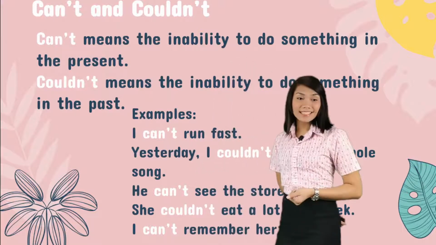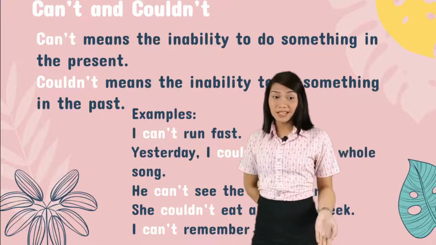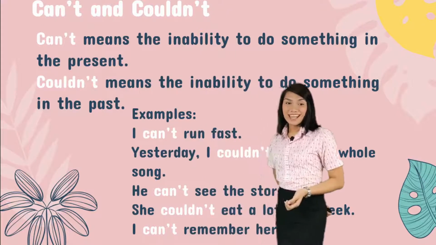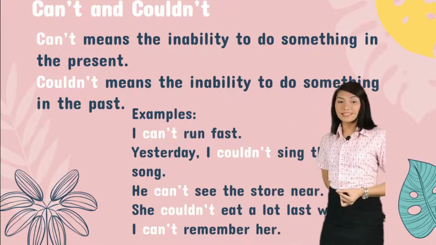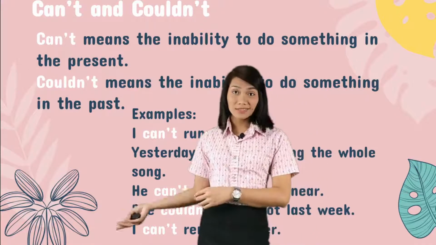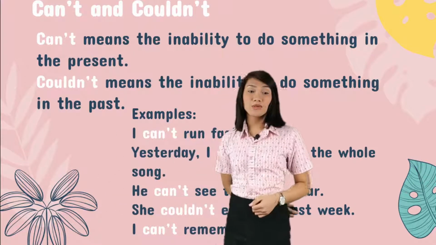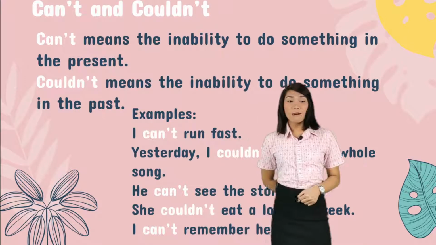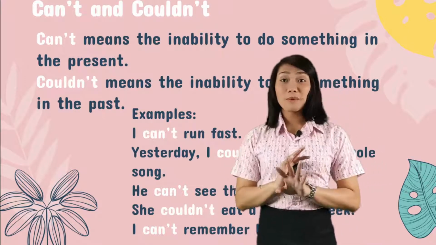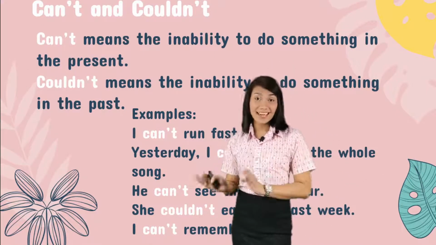Next, he can't see the store near. So we are talking about a place or something that you cannot see, which is the store. So we use can't. Next would be, she couldn't eat a lot last week. So we are talking about something that was done in the past, which is last week. That's why we use couldn't. Next, how about the last example? I can't remember her. So this is simple. You cannot remember anything. It means the inability to remember something. So you use can't. Okay?